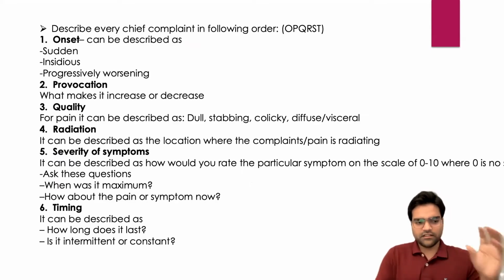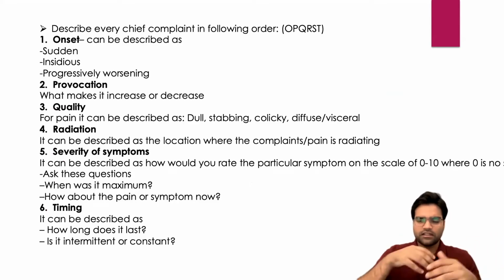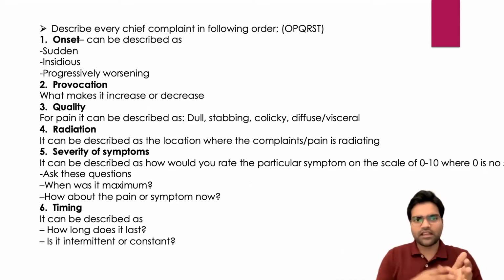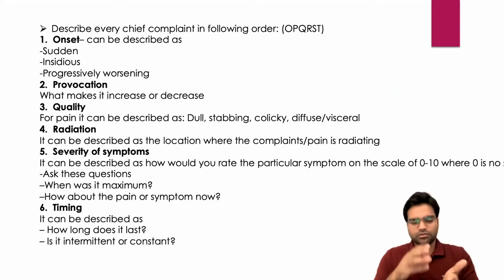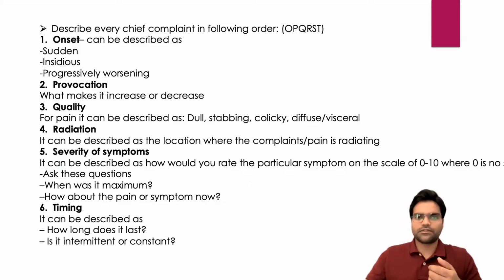So initially, the subjective part: the patient's age, sex, and then the past medical history. Then comes the chief complaint, and you have to elaborate on it. Usually there's this mnemonic OPQRST. O stands for onset, P for provocation, Q for quality, R for radiation, S is the severity of the symptoms, and T stands for timing.